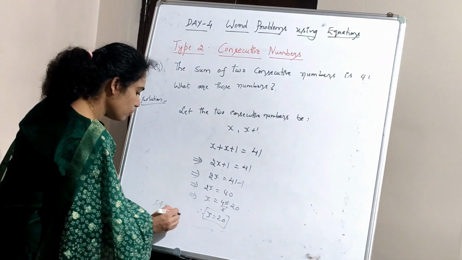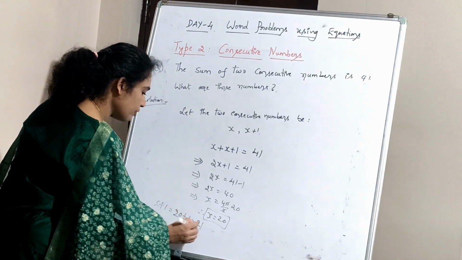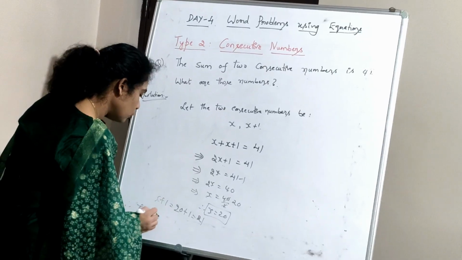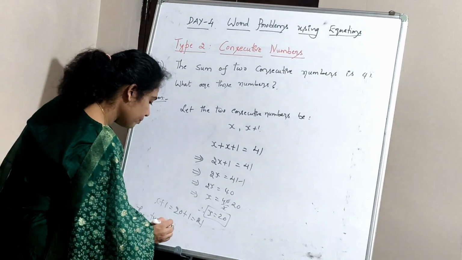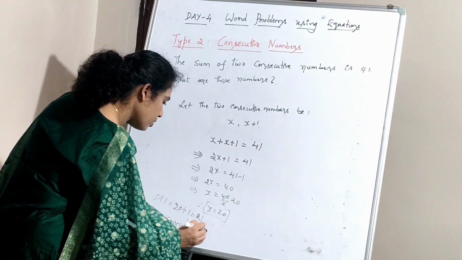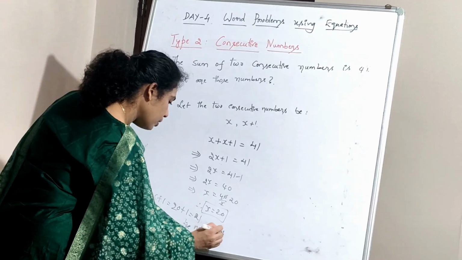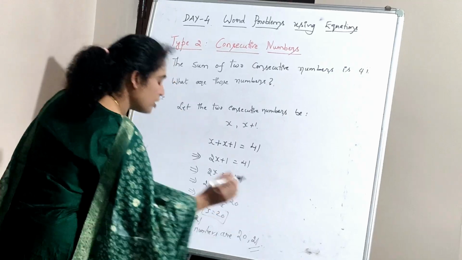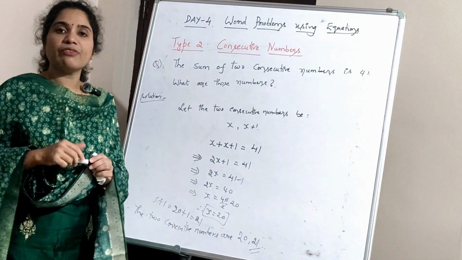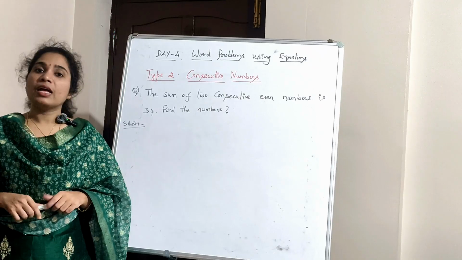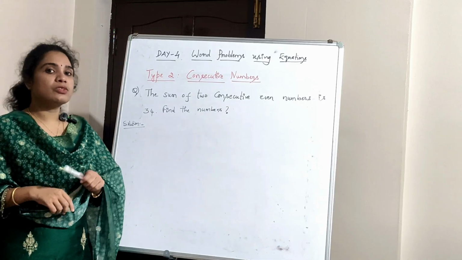X plus 1 is equal to 20 plus 1, which is 21. So therefore, the two consecutive numbers are 20 and 21. That is the answer. See, 20 plus 21 is 41. We got the answer. Now let's see another problem from consecutive numbers.